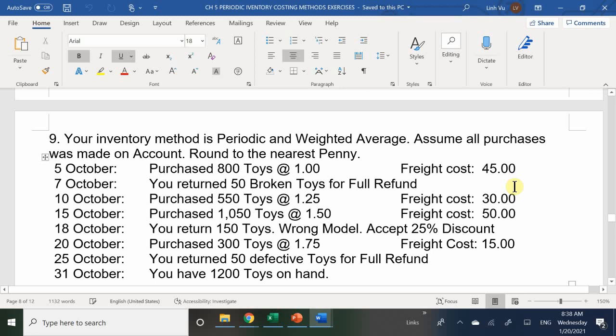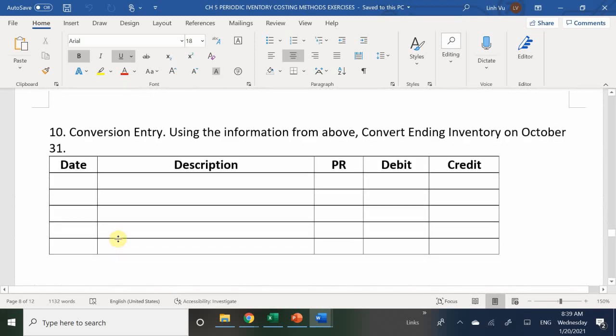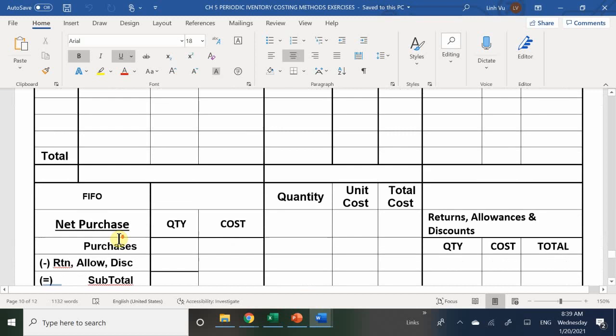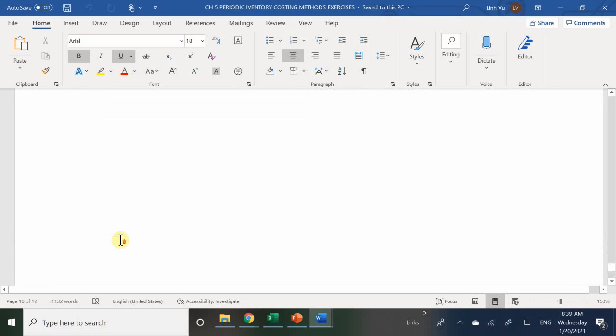Right? So coming back to this now, I know this is very tedious, but today all I really want you to do is go over the problem. We're not going to journalize because it takes a long time. The only things we'll journalize are question number 10, the conversion entry, and question number 12, the last conversion entry. So let's go ahead and do this.